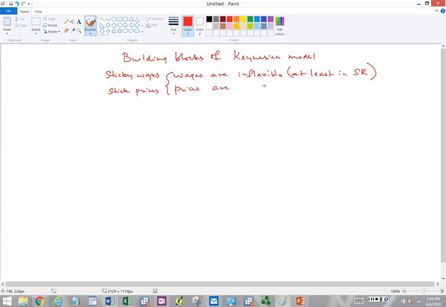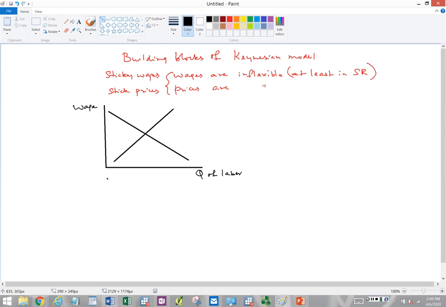Right, now, I'm going to explain this in two ways. The first way that I will use is by looking at the labor market. So let me draw a diagram here for the labor market. This is the quantity of labor, and here we have the wage, which is the price of labor, correct? Let me draw a demand curve for labor by firms and a supply curve of labor by workers.